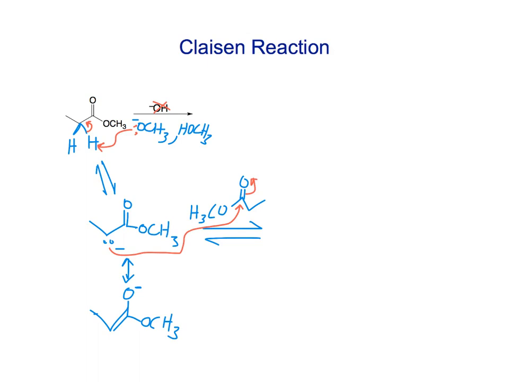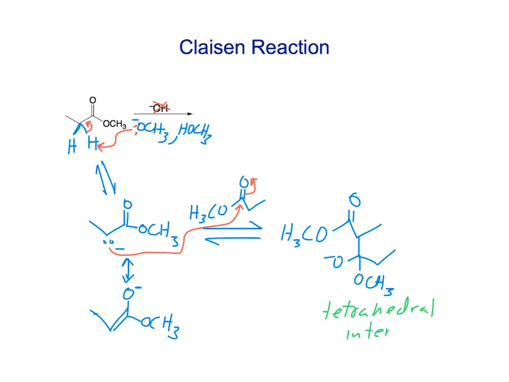I'm going to turn around that first ester, and we can draw this like we did before. O minus, OCH3, like this. So this is really just our tetrahedral intermediate, just like in every carbonyl reaction that we've done.